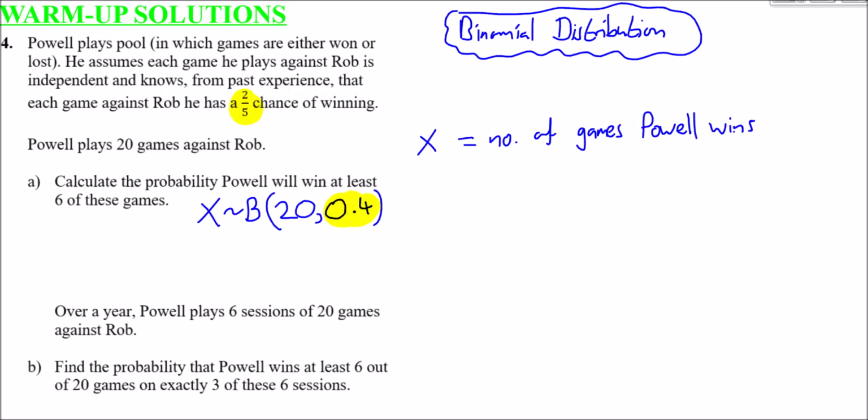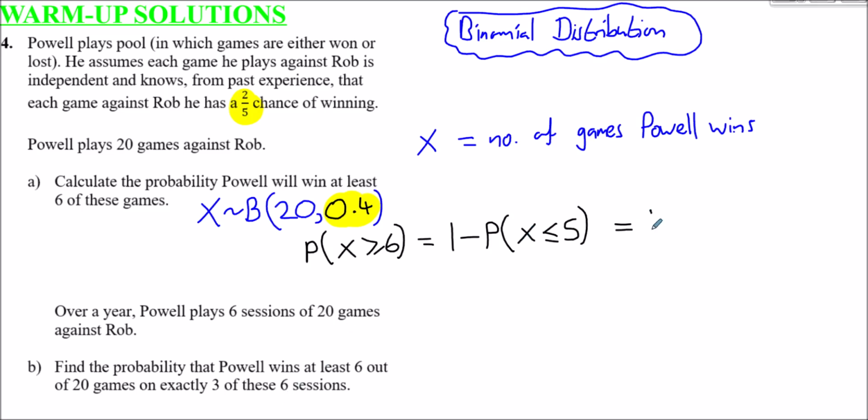For part A, we need to work out the probability that he wins at least 6 of these games. So we need the probability that his wins are 6 or greater. Now, probability tables and the probability function on the calculator are based off the inequality symbol facing the other way. So the probability of winning 6 or more is everything apart from the probability that he wins 5 or fewer games. So we need to rewrite it in this form.